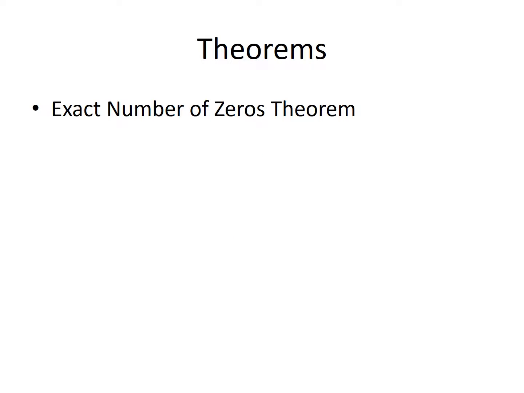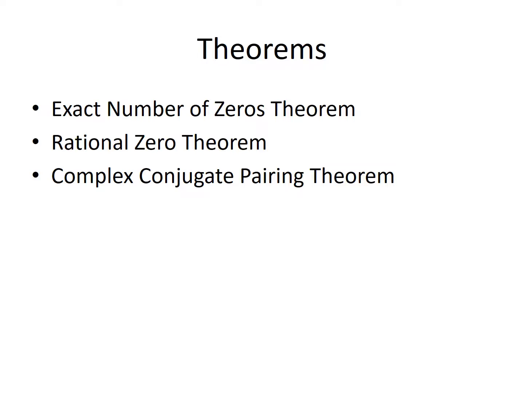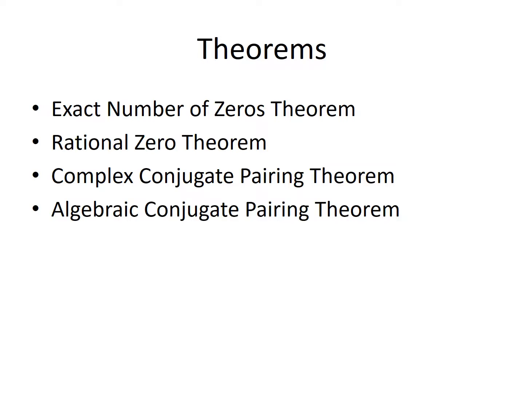Polynomial Theory Part 3. The theorems we're going to cover in this demonstration include the exact number of zeros theorem, the rational zero theorem, the complex conjugate pairing theorem, and the algebraic conjugate pairing theorem.